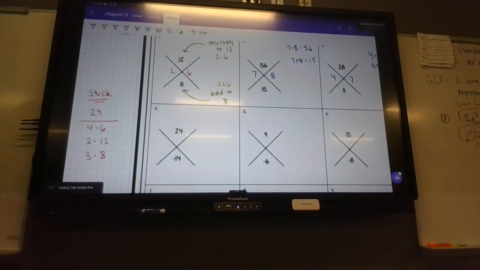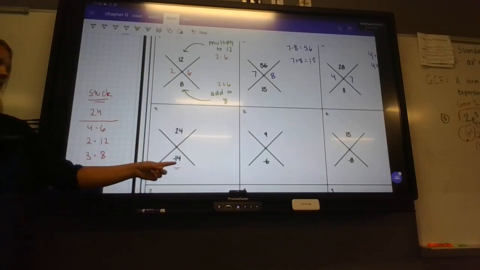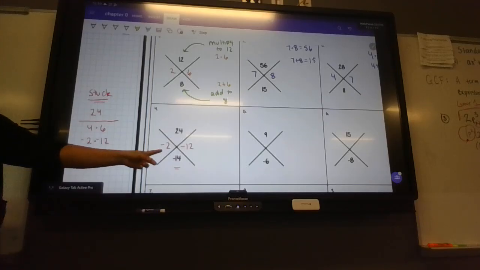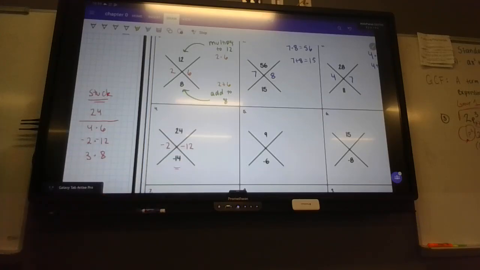So if I was to add 4 and 6, that would be 10. I want 14. 2 and 12 make 14, but they would make positive 14. So I'm going to make both of these negative. Negative 2 times negative 12 would be 24. Negative 2 minus 12, negative 14.